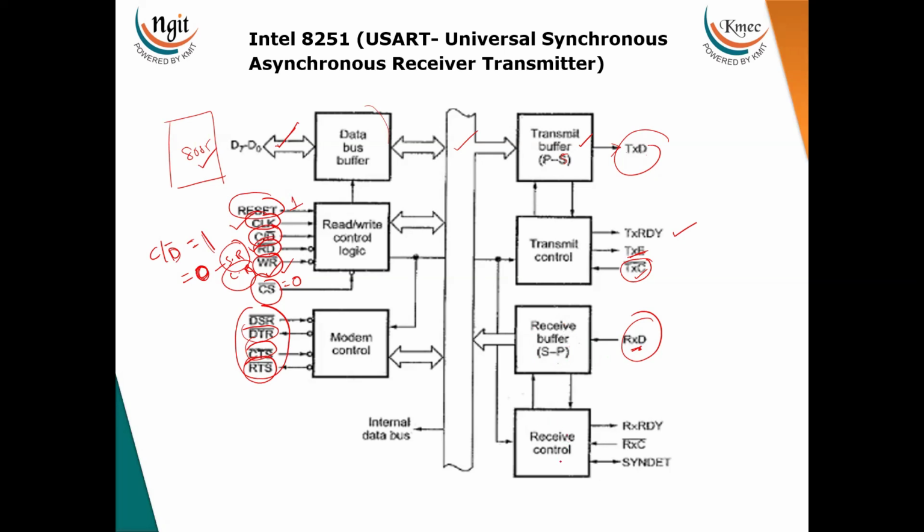Now next one, receive control. It again has 3 signals. Now the first one is RxRDY, receive ready. An input signal indicates that it is ready to receive the data. Now again RxC means the rate at which data should be received; that clock will be applied by using this pin. Now sync detect. The sync detect will detect the synchronous pulses. So this is about the block diagram of 8251.